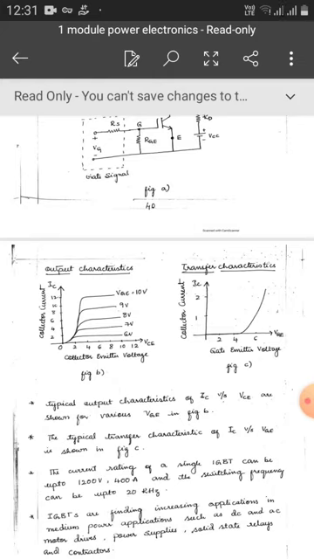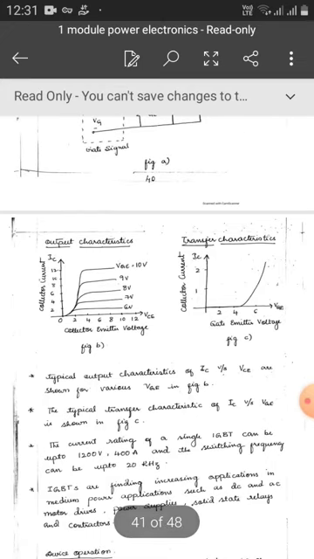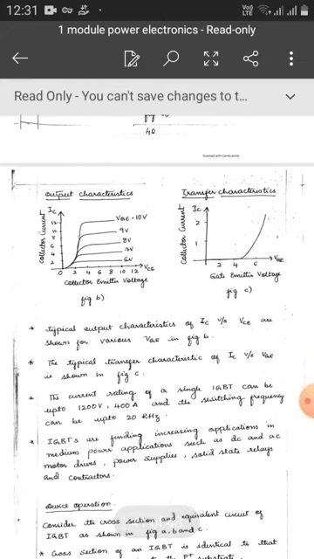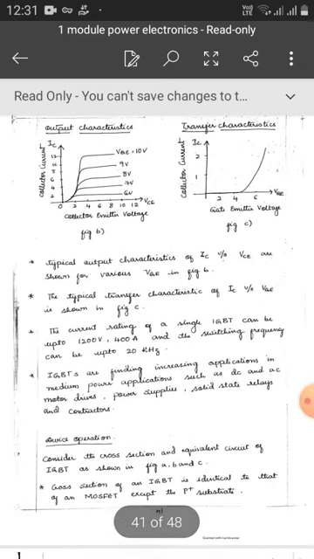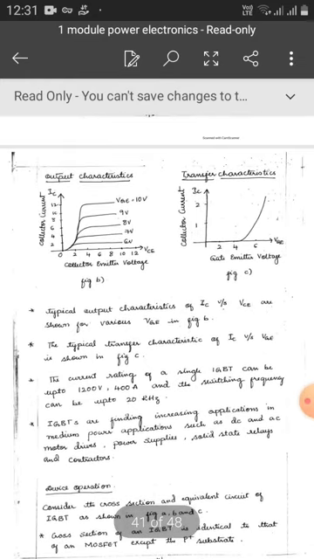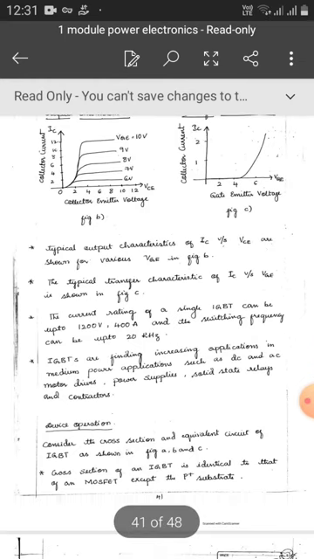Sometimes the collector is also called the drain and the emitter is also called the source. The above characteristics are plotted for the drain (collector) current ID with respect to the drain-source voltage VDS. These characteristics are plotted for different values of gate-to-source voltage. When the gate-to-source voltage is greater than the threshold voltage, then the IGBT turns on. The IGBT is off when VGS is less than VGS threshold. The figure shows the on and off regions of the IGBT.